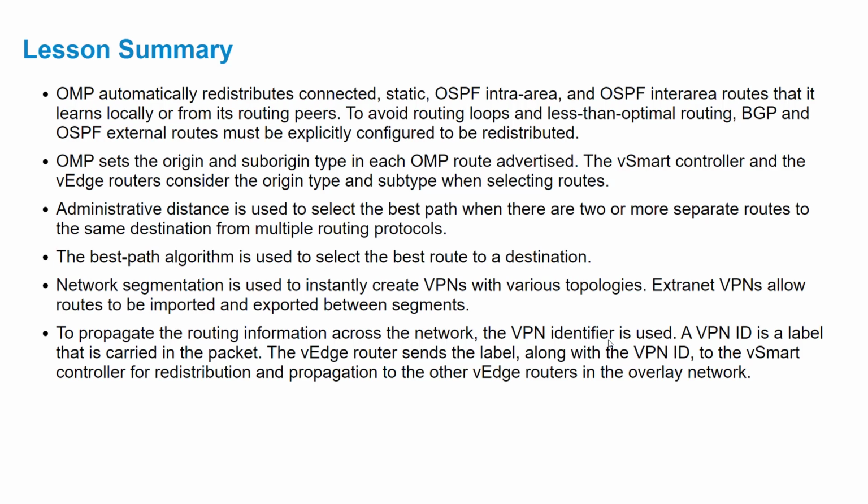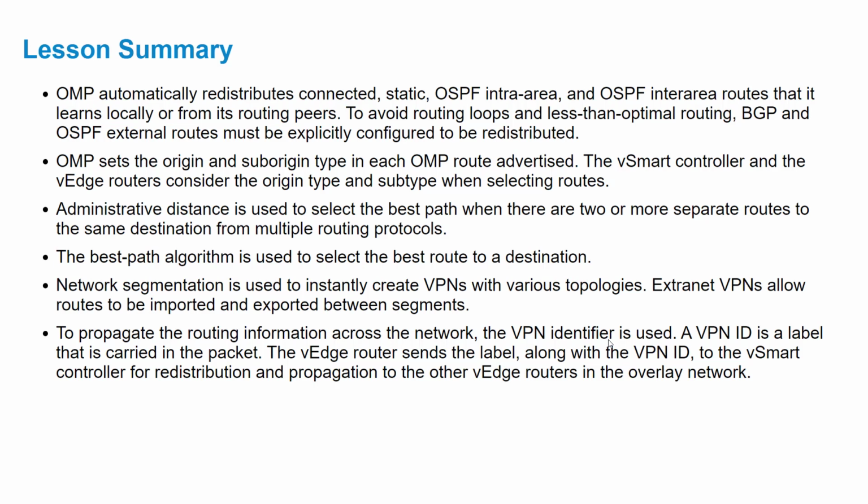We also talked about the origin code and the sub-origin type for each route that gets advertised. The vSmart controller and the vEdge router consider that origin type and subtype when they're selecting routes. That's part of the best path selection process. Administrative distance is going to be used, and we went through the concepts of administrative distance, which is not really any different than traditional administrative distance concepts. We did talk about the best path algorithm and how we decide to choose a particular route, all the different tiebreakers and so on, the 8 steps that we go through. We talked about each of those 8 steps.